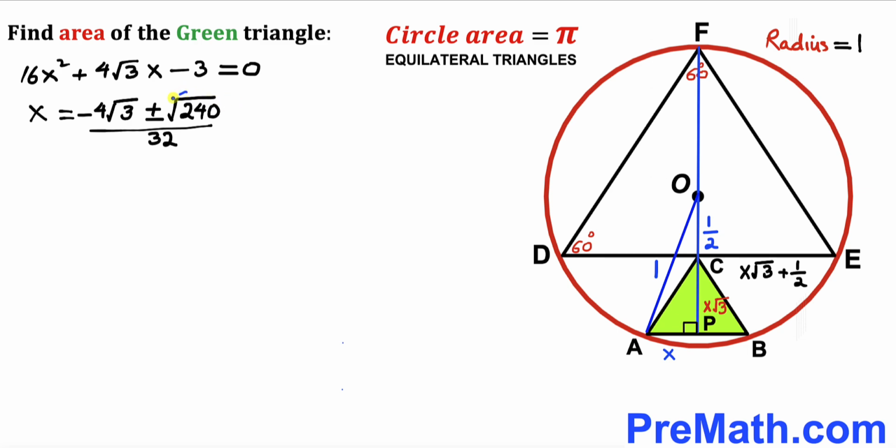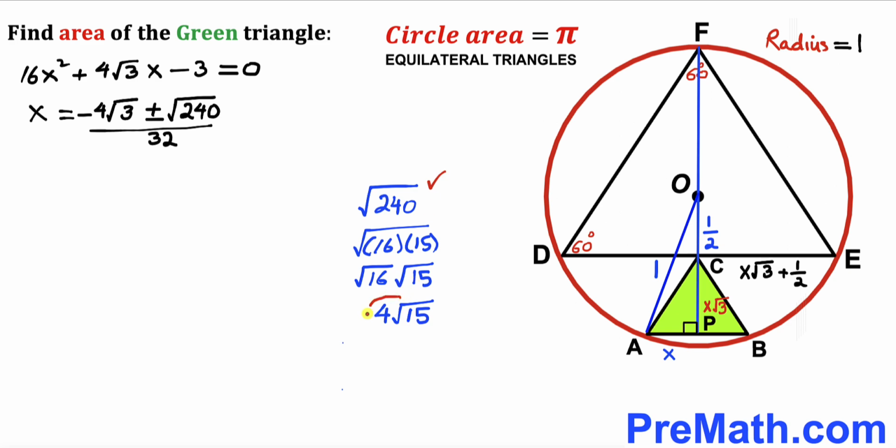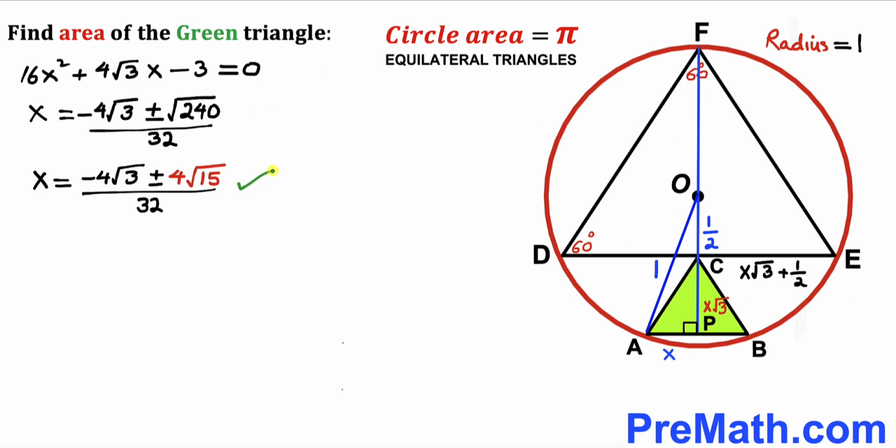And now let's focus on this square root of 240. Here I have copied it down, square root of 240. If we simplify, this is going to be equal to 4 times square root of 15. So therefore, I'm going to replace this square root of 240 by 4 times square root of 15, as you can see in this next step.